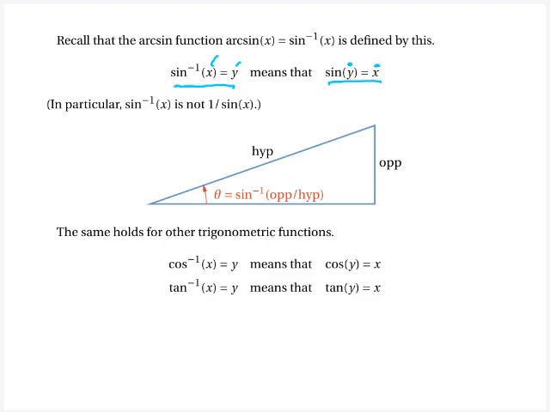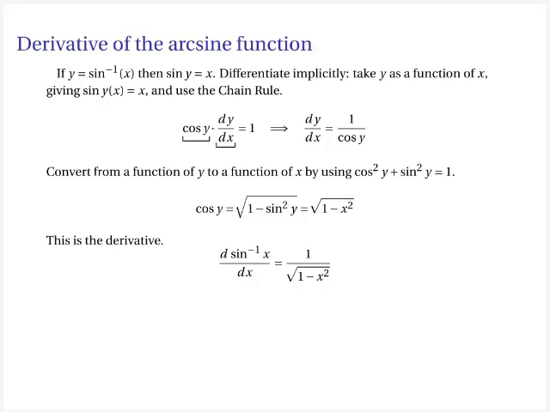Okay, and here's the picture: you're given the opposite over hypotenuse, and the angle is the arcsine of the opposite over hypotenuse. Of course, the same holds for arccosine and arctangent. I could have written arcsecant and arccosecant, but I didn't. I just wrote the three sort of biggies.